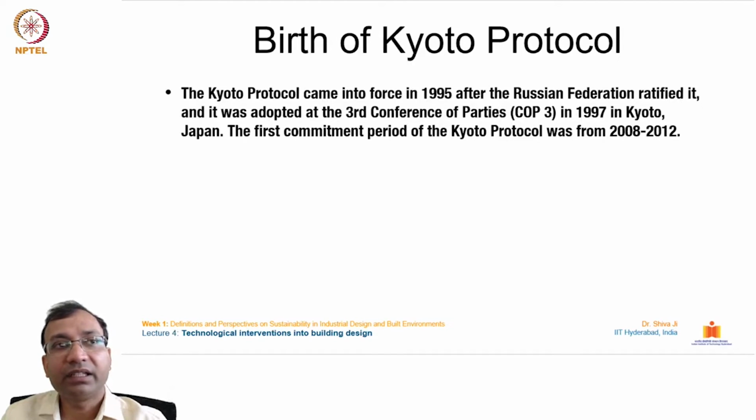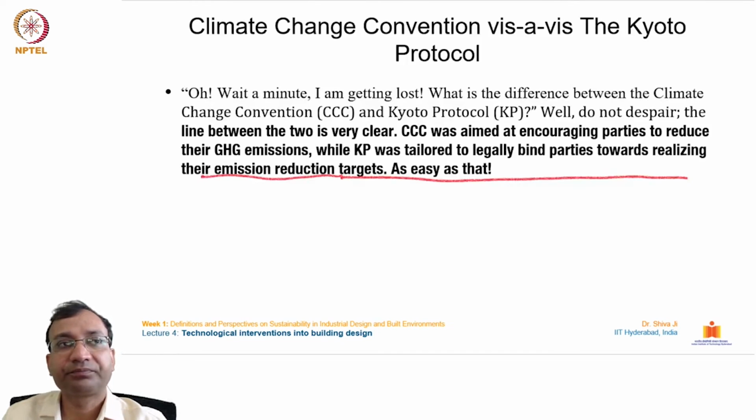So let's see the birth of the Kyoto Protocol. The Kyoto Protocol came into force in 2005 after the Russian Federation ratified it, and it was adopted at the Third Conference of the Parties, COP3, in 1997 in Kyoto, Japan. The first commitment period of the Kyoto Protocol was from 2008 to 2012.